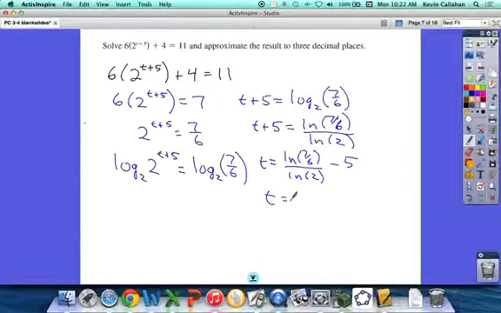And you could put all that in the calculator. ln of 7 over 6 divided by ln of 2 minus 5. Negative 4.778. Now, did you have to use ln at this point? If you did log base 10, you would have had exactly the same number. The change of base formula works no matter what, just as long as the bases are the same. So it's whatever is the log of that number divided by the log of that number.